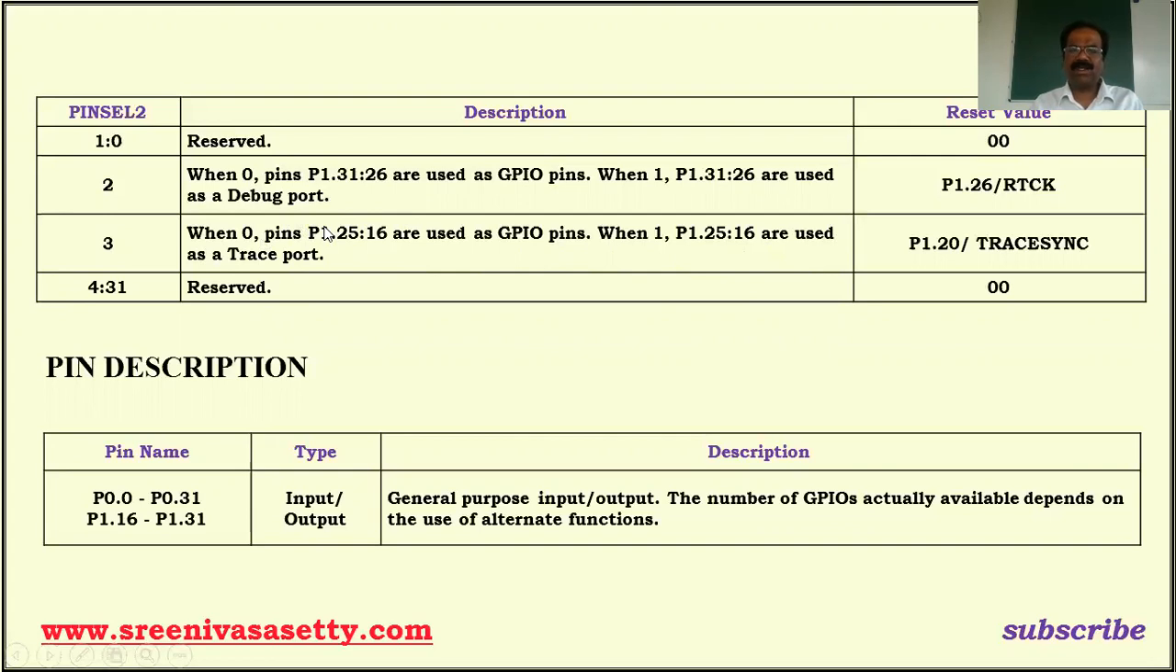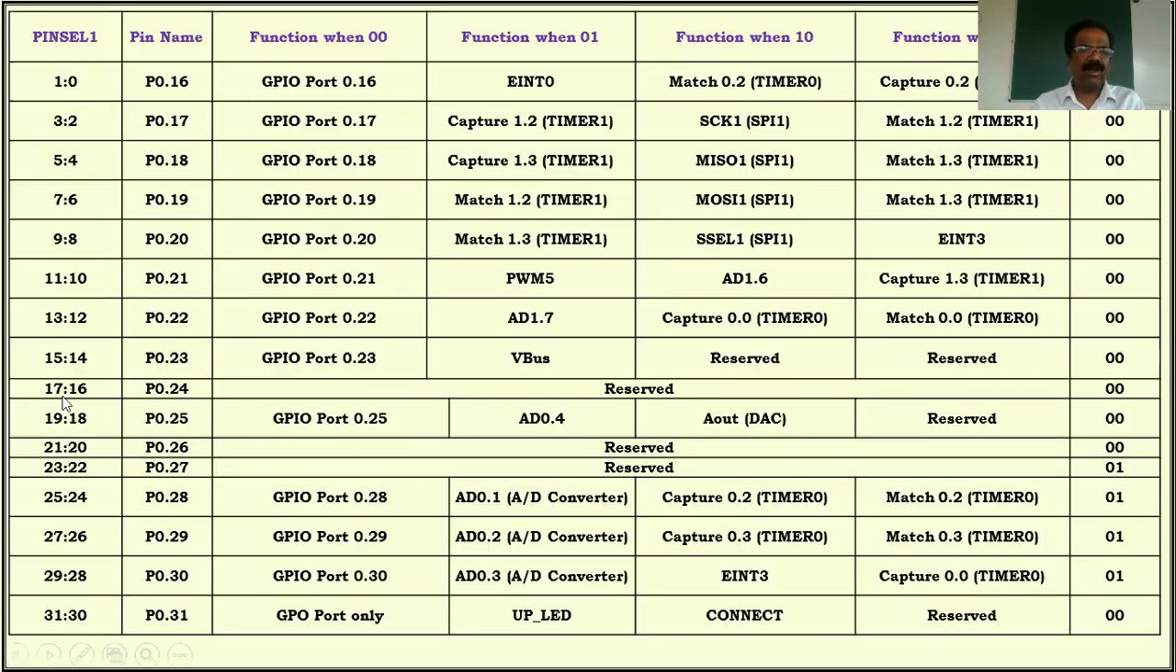As per my application, I'm talking about the DAC interface, so I'm going to concentrate on P0.25. Therefore, we have to write 10 here. If it is 10, then I can use P0.25 as AOUT. AOUT stands for analog output.